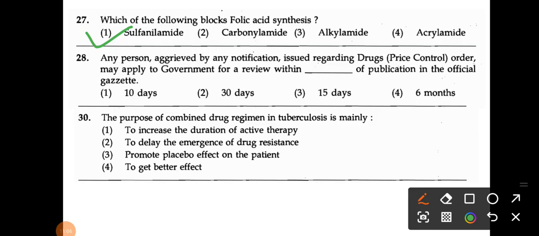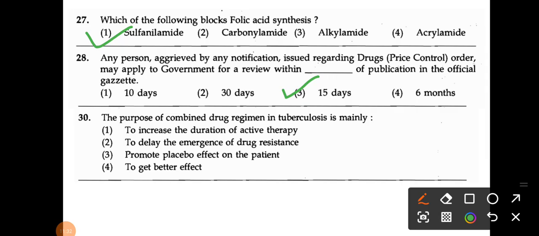Then 28, a person aggrieved by any notification issued regarding the DPCO may apply to the government for a review within dash dash of publication in the official gazette. Options are 10 days, 30 days, 15 days and 6 months. What is the correct answer here? That is 15 days.